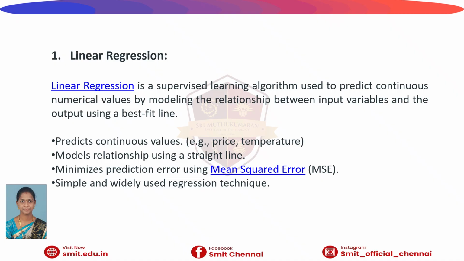Linear regression. Linear regression is a supervised learning algorithm used to predict continuous numerical values such as house price, temperature, or sales. It establishes a relationship between input variables and the output using a straight line called the best fit line. The objective of linear regression is to minimize the prediction error and obtain accurate results.